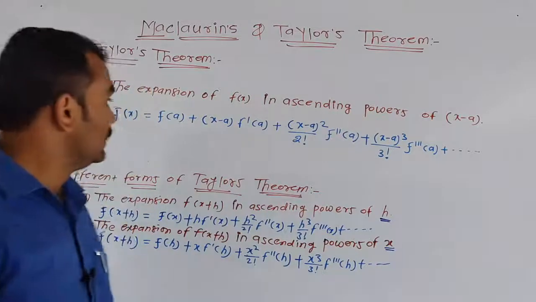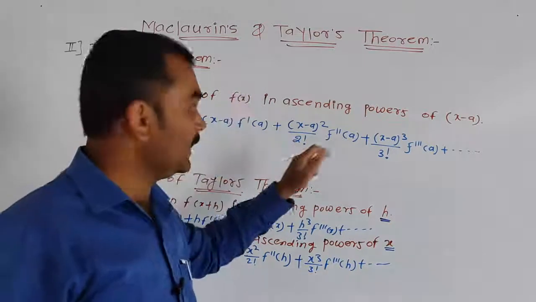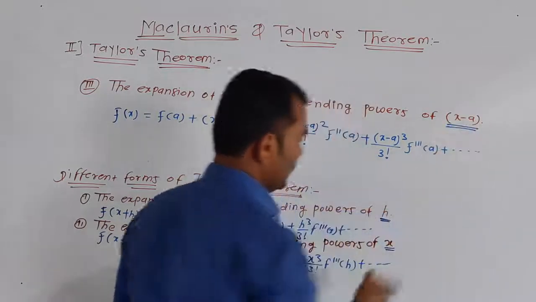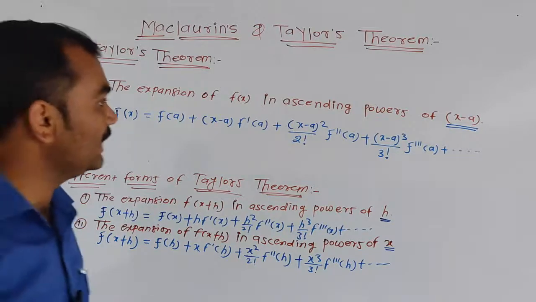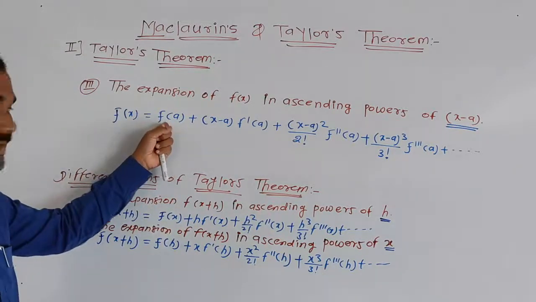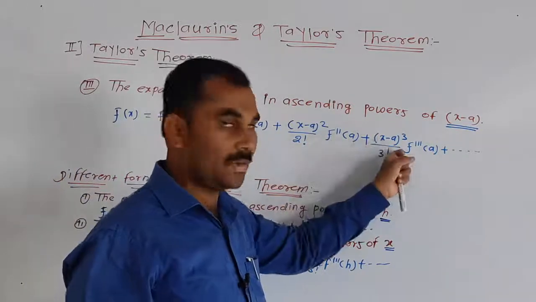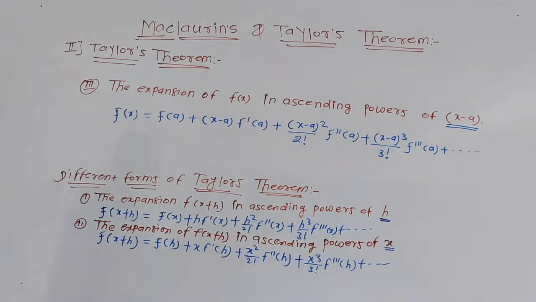Now this form is very important: the expansion of f of x in ascending powers of x minus a. Here it is x minus a, not x plus a. Now see here, the power of x minus a is 0, here it is 1, here it is 2, here it is 3, and so on. These three forms are very important in Taylor's theorem: first form, second form, and third form.